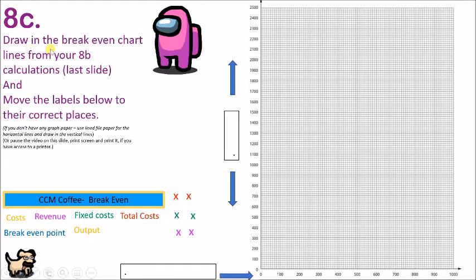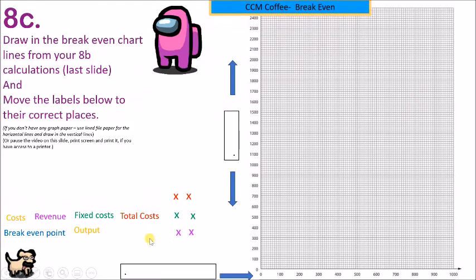So your job is to draw the break-even chart based on the figures from 8b. I will put the first 3 freebies in for you right now. Your task is to map the data onto the graph so that you can actually draw the break-even chart. So to start you off, I'll give you the first 3 plotting points.